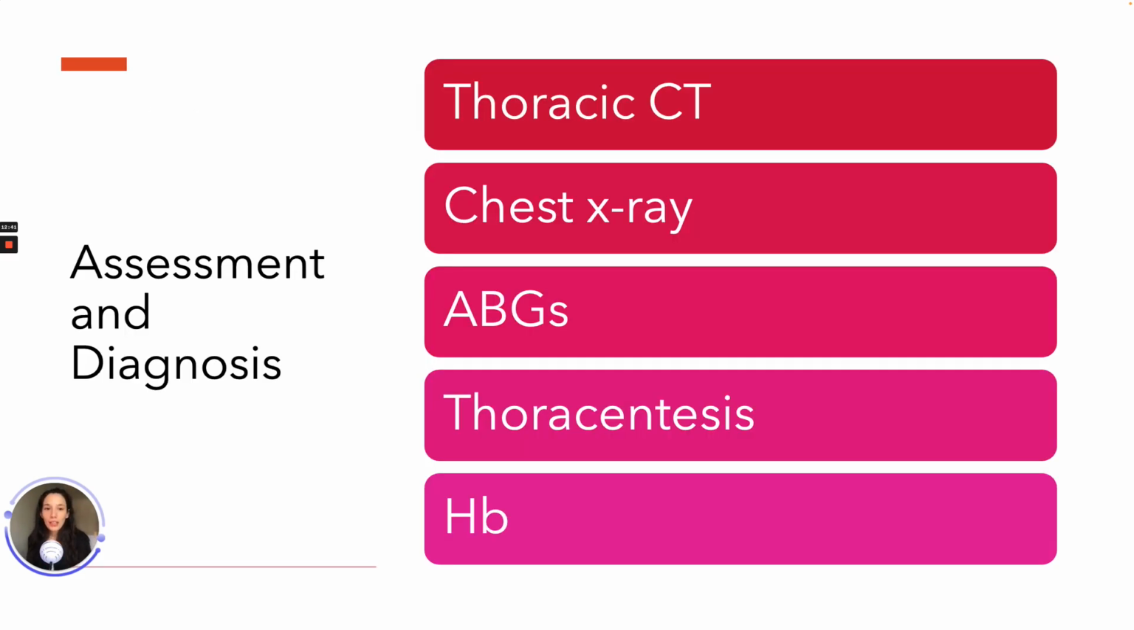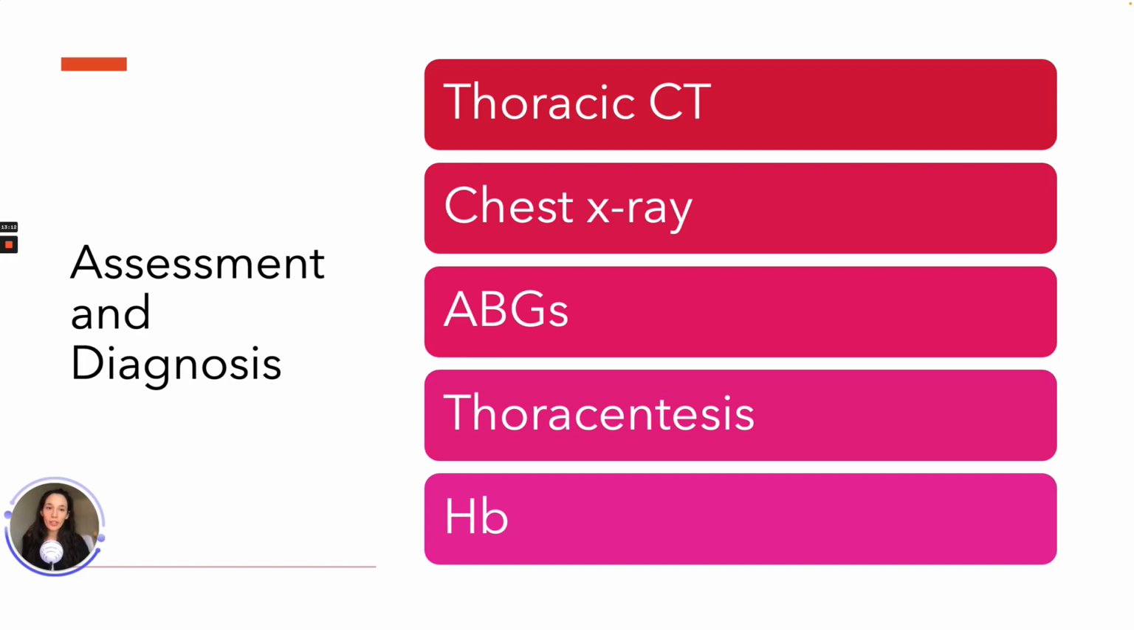So, assessment and diagnostics. A thoracic CT may be ordered because it's more sensitive than an X-ray in detecting thoracic injuries, lung contusions, hemothorax, or pneumothorax. A chest X-ray may be ordered because it can reveal air or fluid accumulation in the pleural space and may show a shift of mediastinal structures like the heart. They may order some ABGs.